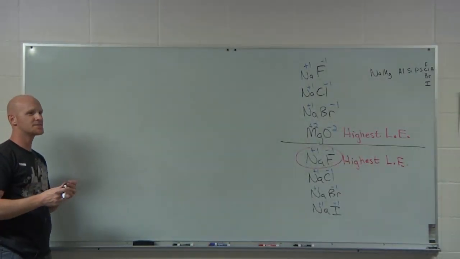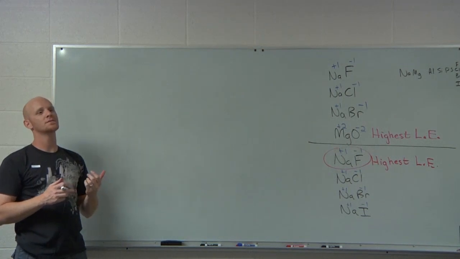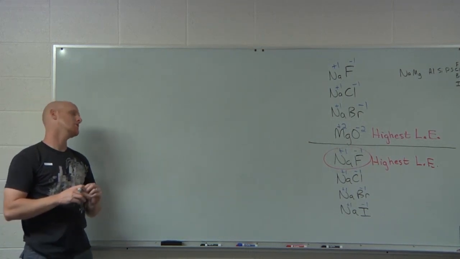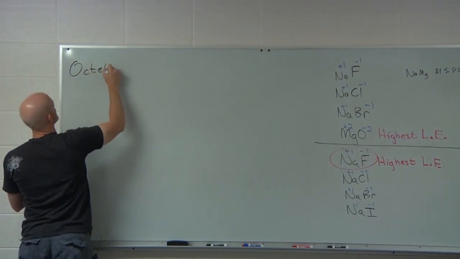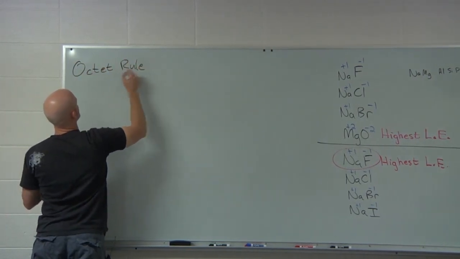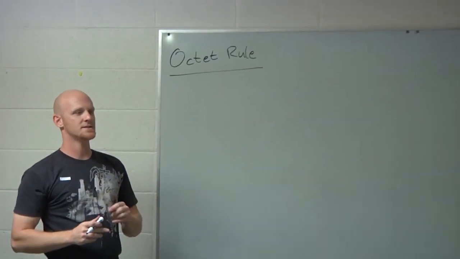Who are the coolest elements on the periodic table? When I say the coolest, I mean the ones everybody wants to look like: noble gases. And that's going to be the nature of the octet rule. Everybody wants to look like a noble gas.